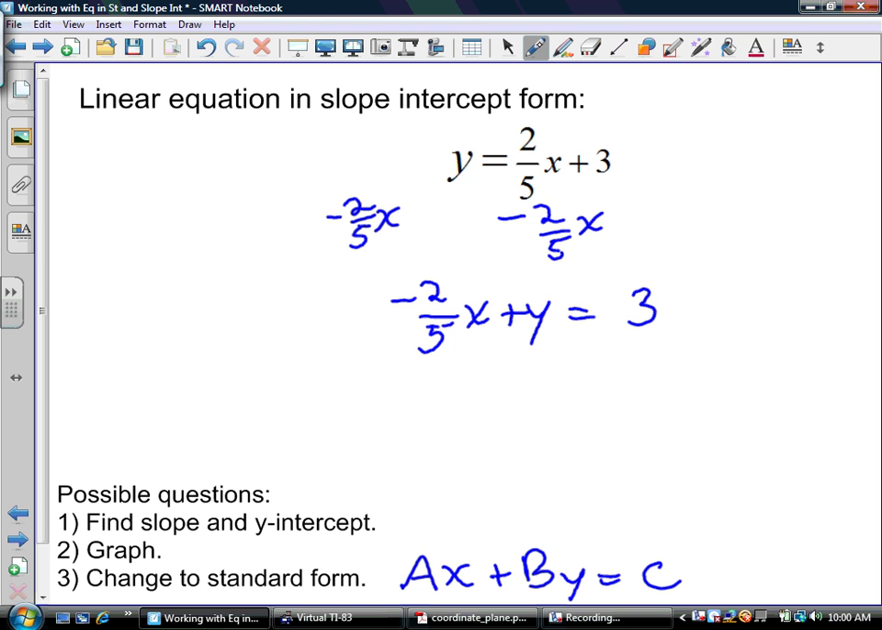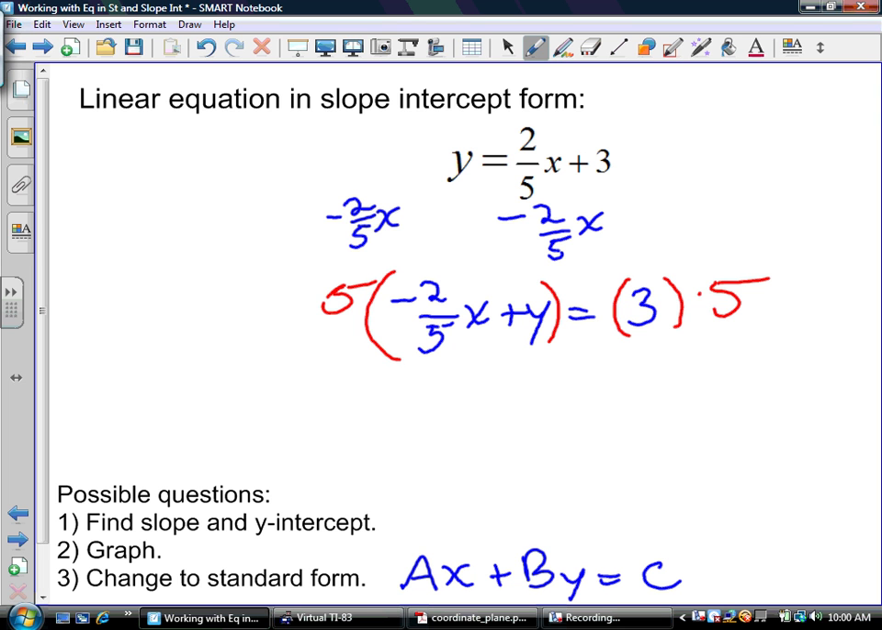We're going to multiply by 5, because I know if I multiply negative 2/5 by 5, that denominator of 5 will be gone. We don't need to worry about that anymore. So I'm going to multiply both sides of that equation by 5.